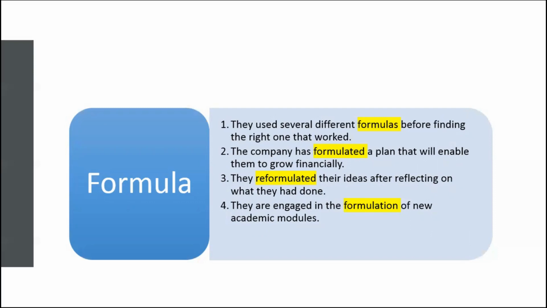So a formula was often used in a sort of mathematical context, isn't it, really? So number one, it could be mathematical or it could be a chemical formula, of course. But number two, to formulate a plan. So they've come up with a plan. They've sort of calculated the plan. They put different things together to devise a plan. Reformulated again, to formulate again.